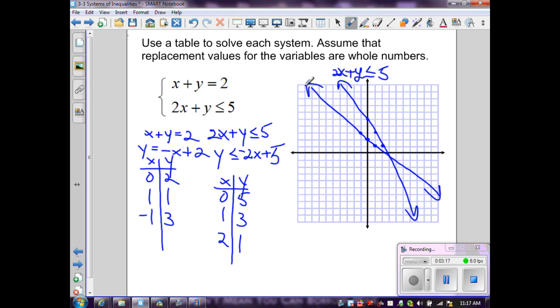This is my equation. So I need to select a point on one side of that line and determine whether it's true or false. If it's true on that side, I shade on that side. If it's false on that side, then I shade on the opposite side. So I'm going to select 0, 0 because it's the easiest. When I substitute in 0, 0, 2 times 0 is 0, plus 0. 0 is less than or equal to 5. That is a true statement. Therefore, I am going to shade on that side of the line where 0, 0 came from. That is below the line.